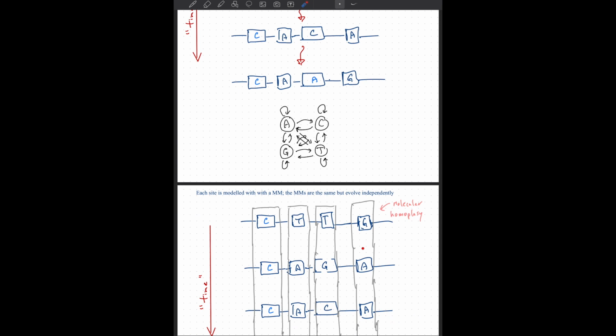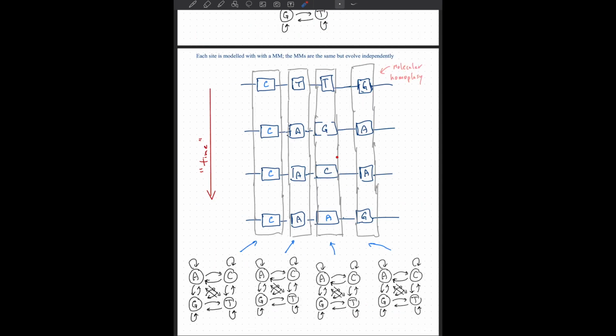Okay, so what I want to say here is that each site is modeled by a Markov model. We can think of that Markov model as controlling this site. It's generating this site. So we're bouncing through this Markov model over time, and we're outputting whatever nucleotide we want. So we don't need a hidden Markov model here. We just think of this as a pure Markov model.